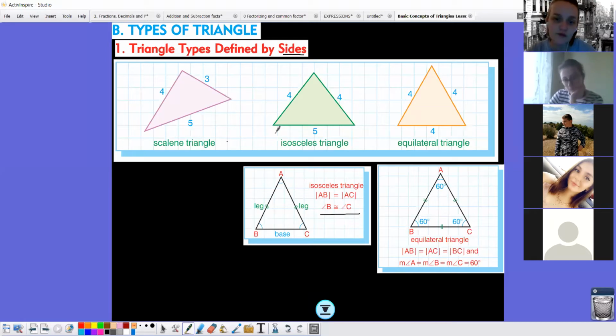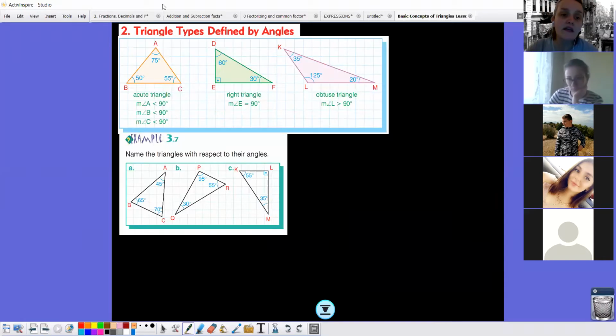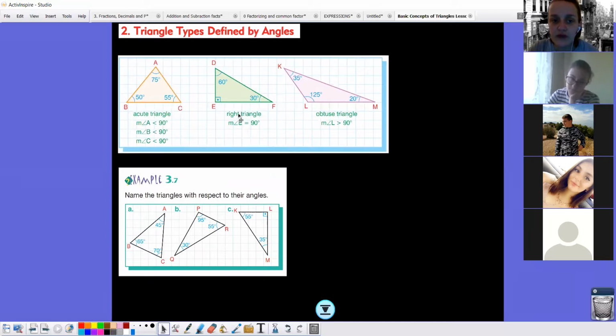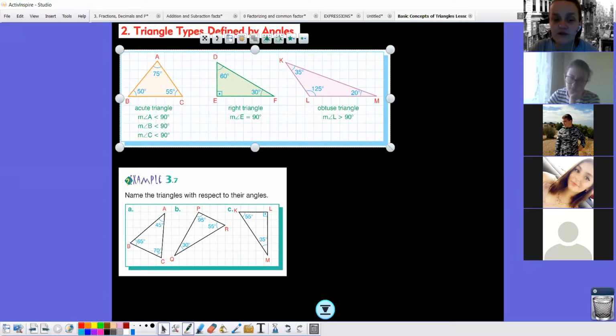So here in this part, we had triangle types defined by sides. According to their sides, we define them. Here we have triangle types defined by angles. So here we have the acute triangle. What does an acute triangle mean? I think that you know what acute angles mean.